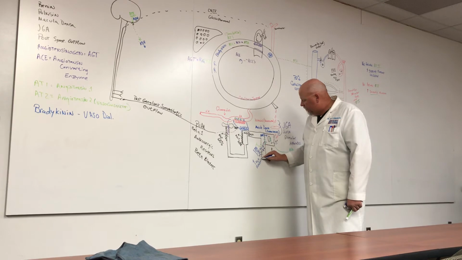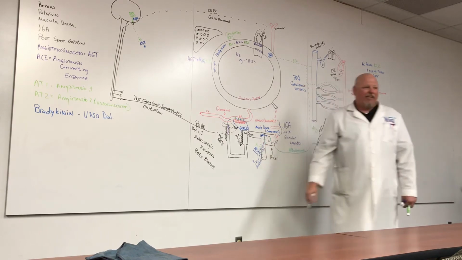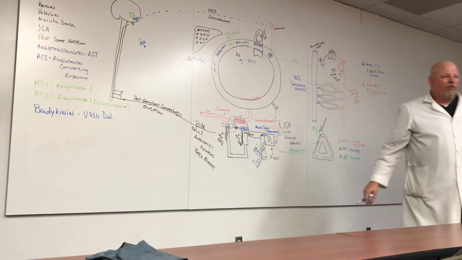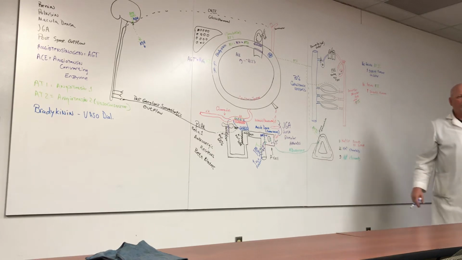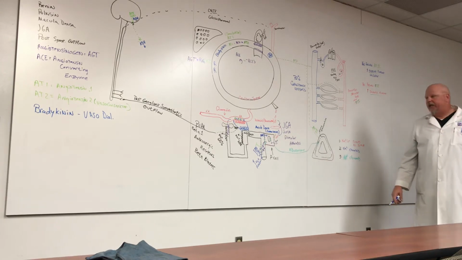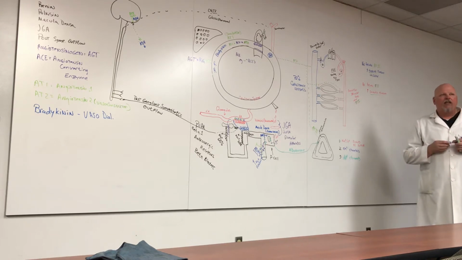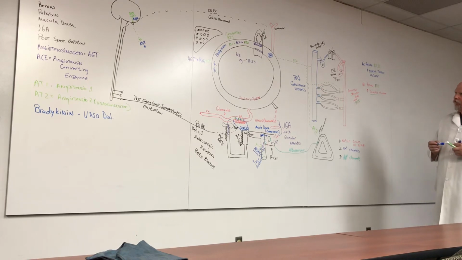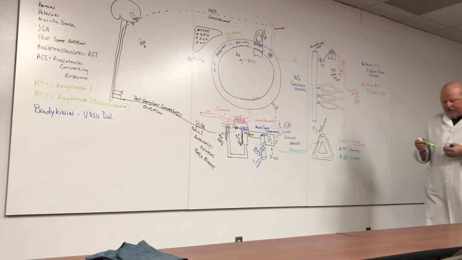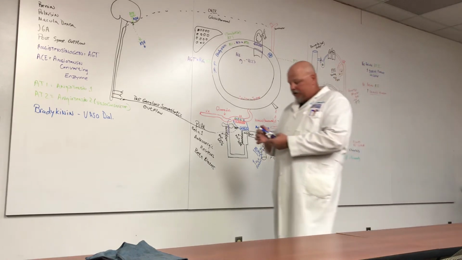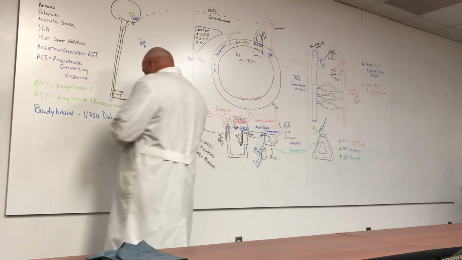So swelling. Okay. Remember, we're trying to retain blood pressure, right? So we want to save as much water as we can. Okay, so that is that process through the antidiuretic hormone. Okay, next we have some more sympathetic outflow.